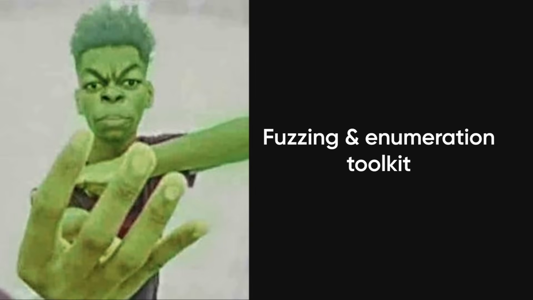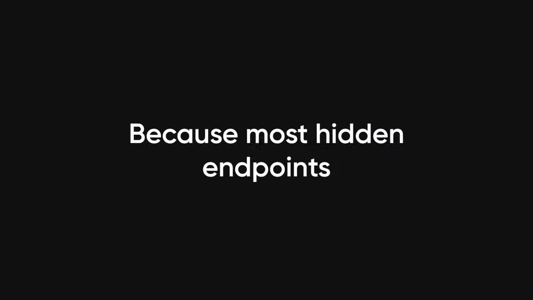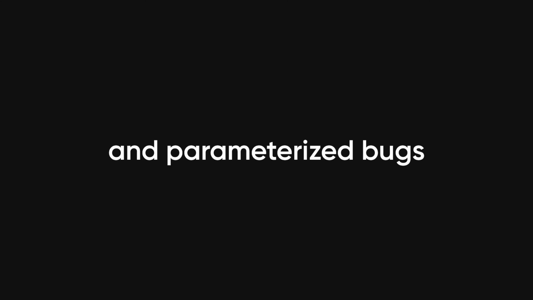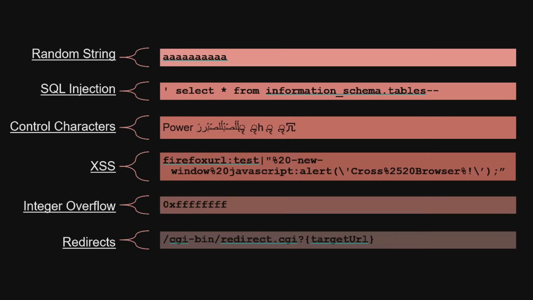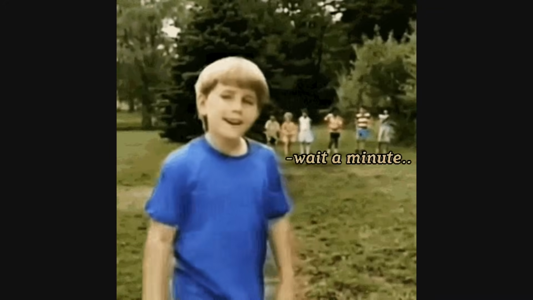Fourth is the fuzzing and enumeration toolkit, FFUF, GoBuster, and smart word lists, because most hidden endpoints and parameterized bugs live behind a guest path or mangled file name. Mastering fuzzing syntax, recursion, and payload placement is where simple curiosity turns into reliable impact.